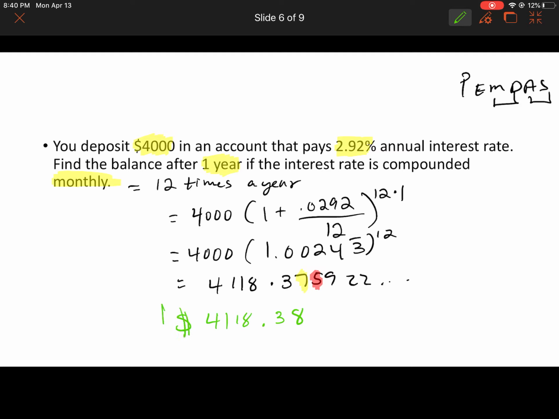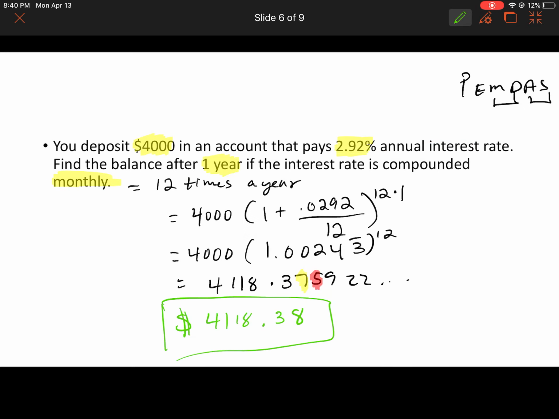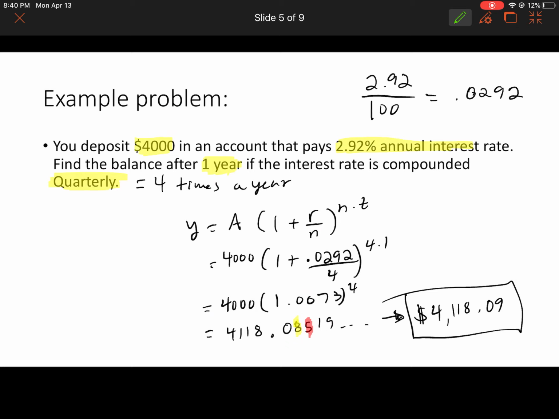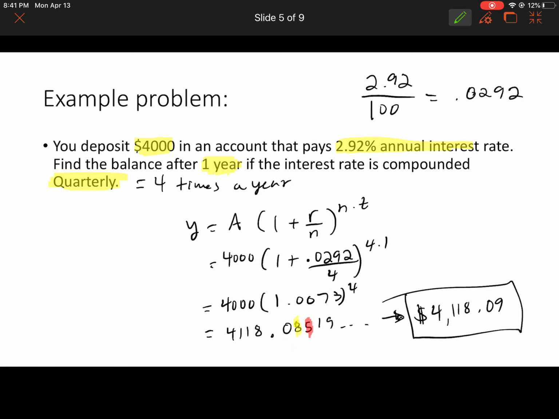And that's how much money you'll get from this account. Now you think, look at those values. They're almost exactly the same. They're off by only a few cents. And you might think, oh, well, it's only a few cents. It doesn't matter which bank account you put your money in.